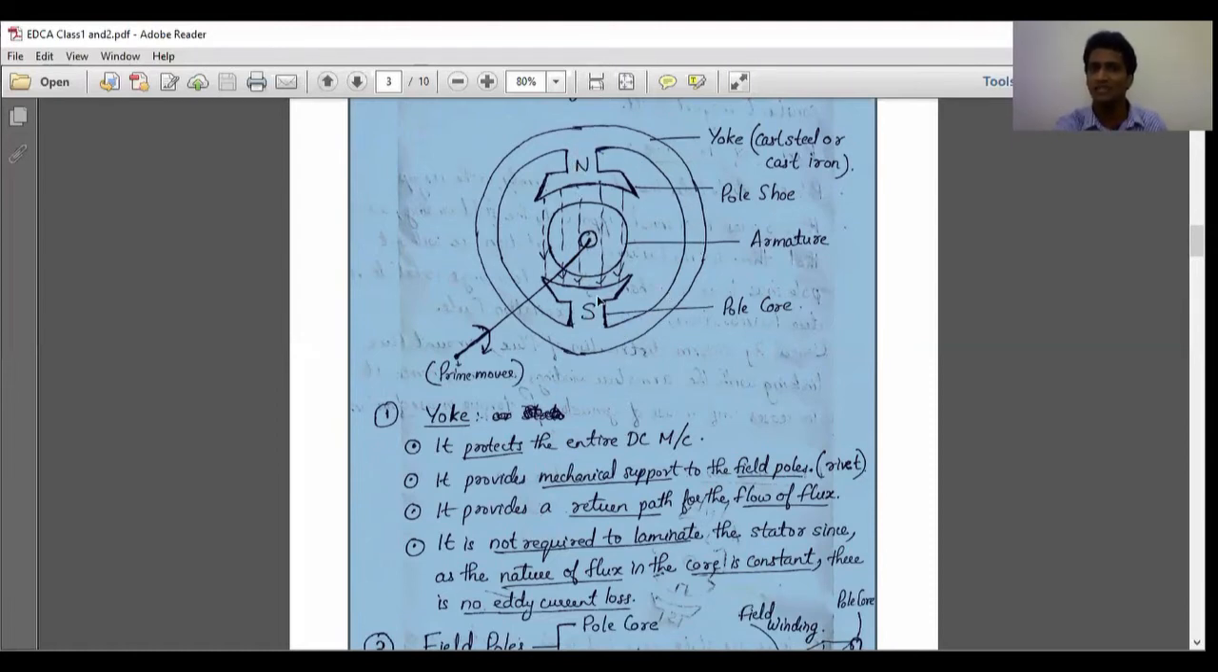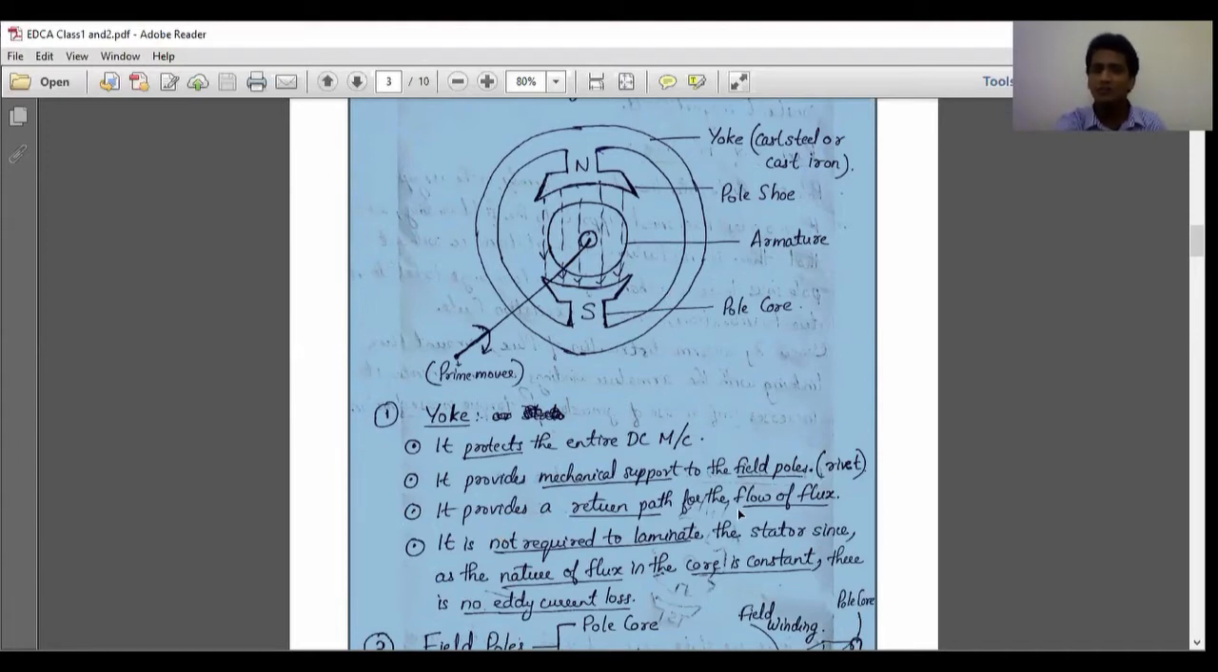That means the path is closed. That means the flux reaching here takes this path as the return path to the North Pole. So what is the use of yoke? It provides a return path for the flow of flux. It is not required to laminate the stator since the nature of flux in the core is constant and there is no eddy current loss.